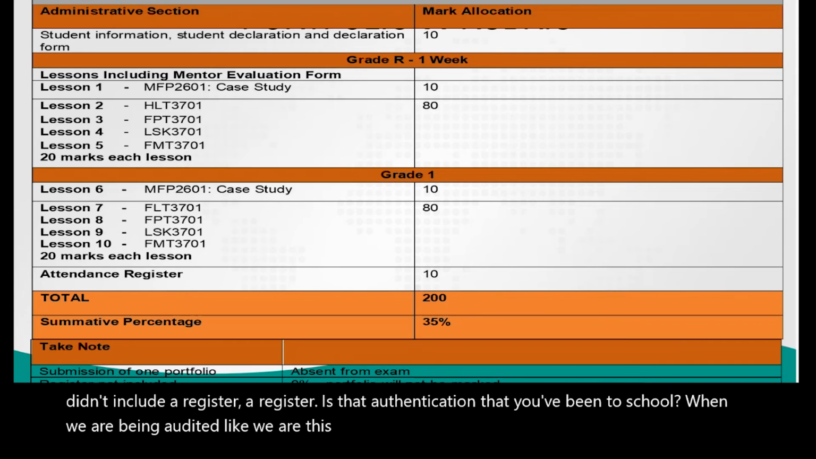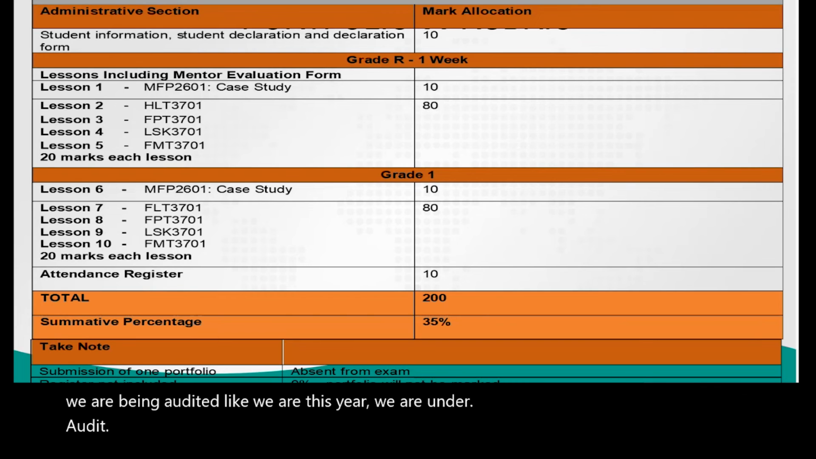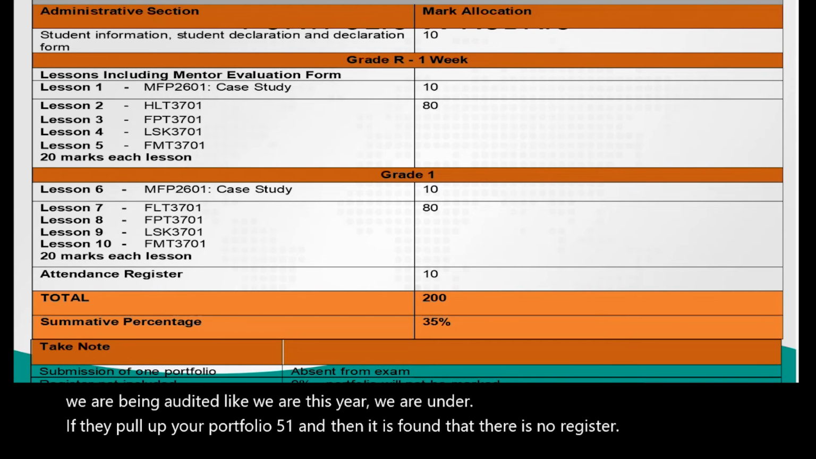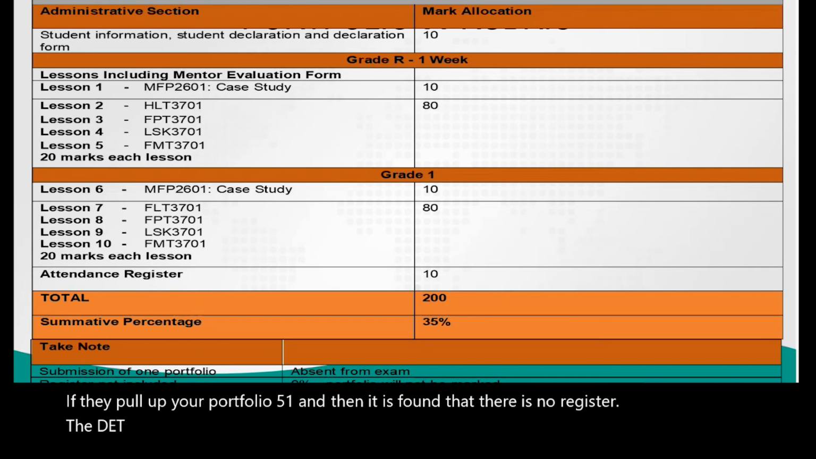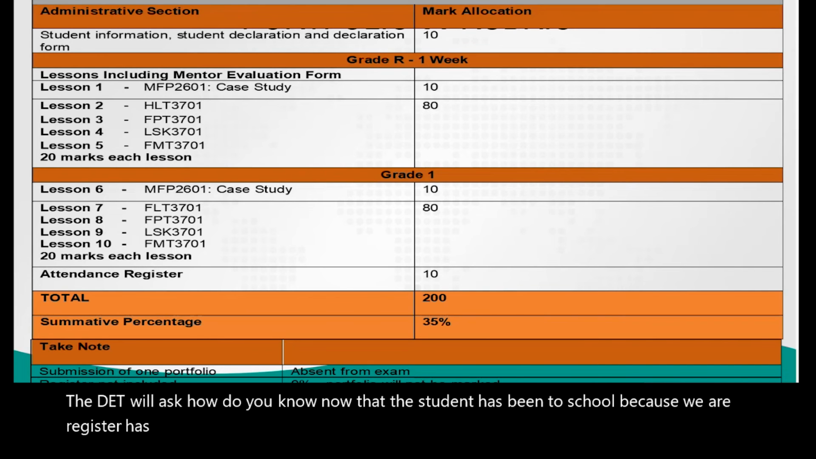When we are being audited, like we are this year, we are under audit. If they pull up your portfolio 51, and it is found that there's no register, the DHET will ask, how do you know that the student has been to school? Because your register has the principal's signature, and also has the school stamp.